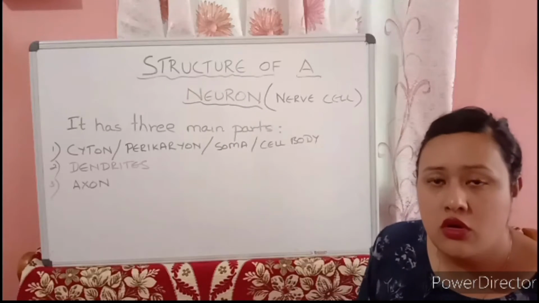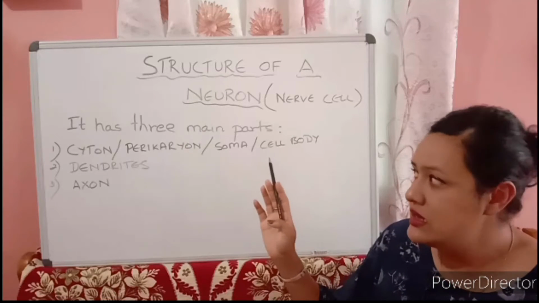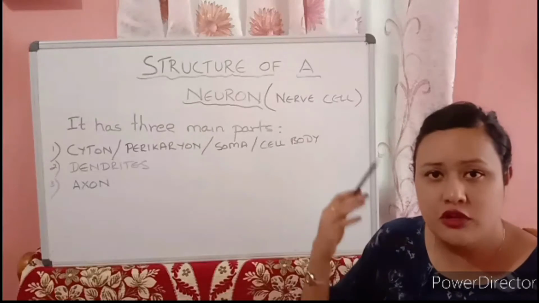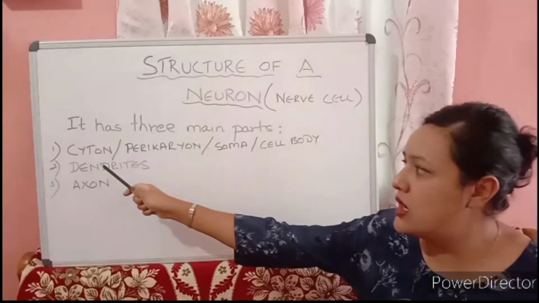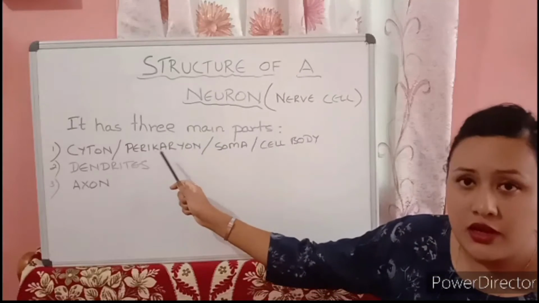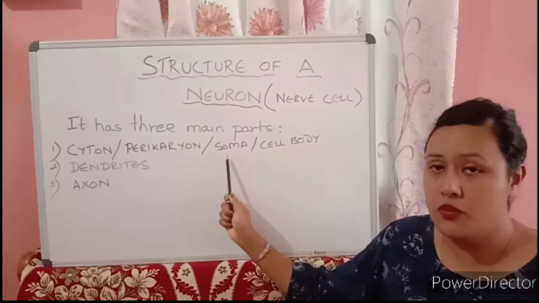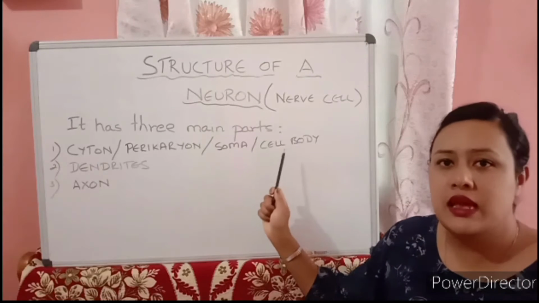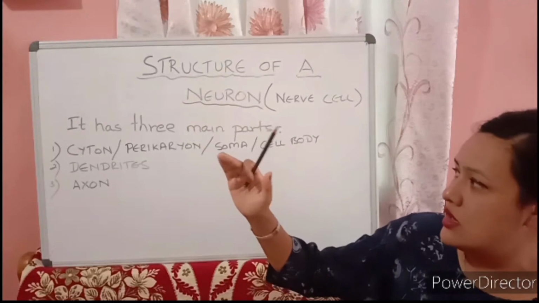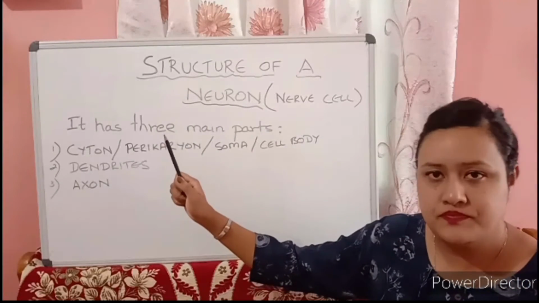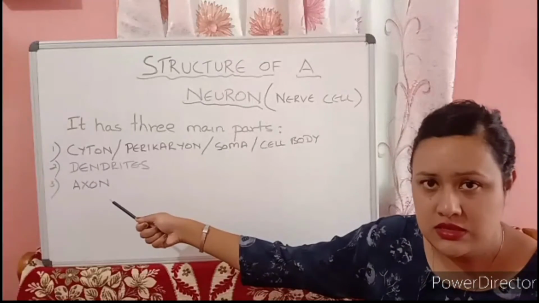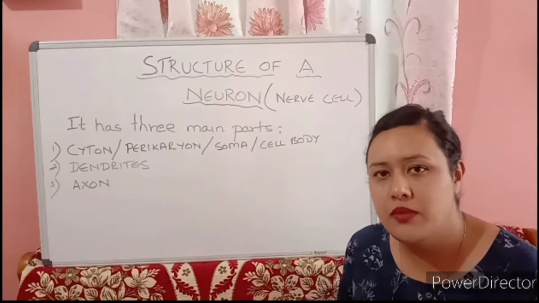The neuron or the nerve cell has three main parts. Have a look. What are those? Number one, cyton. Cyton is also known as pericardium, soma, or cell body. Please do not get confused. The first structure, as you can see, is the cyton. The second one is the dendrites, and the third one is the axon. So it has three main parts.